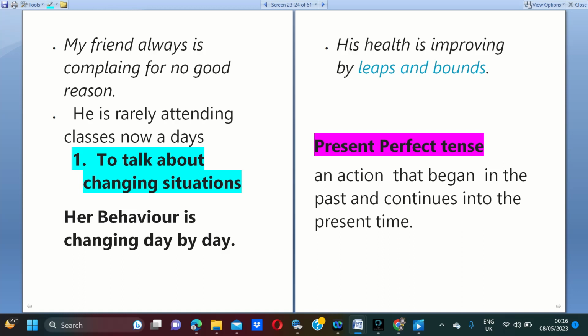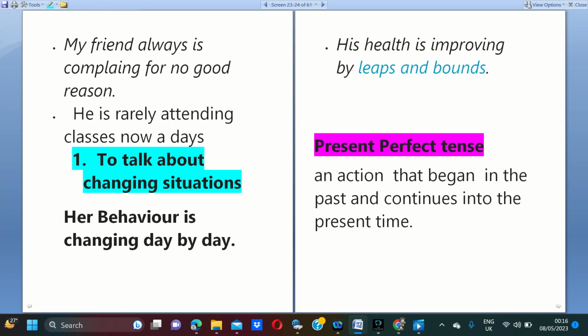Next, present perfect we discuss. An action that began in the past and continues into the present time. See, a few actions begin in the past and then continue into the present time also.